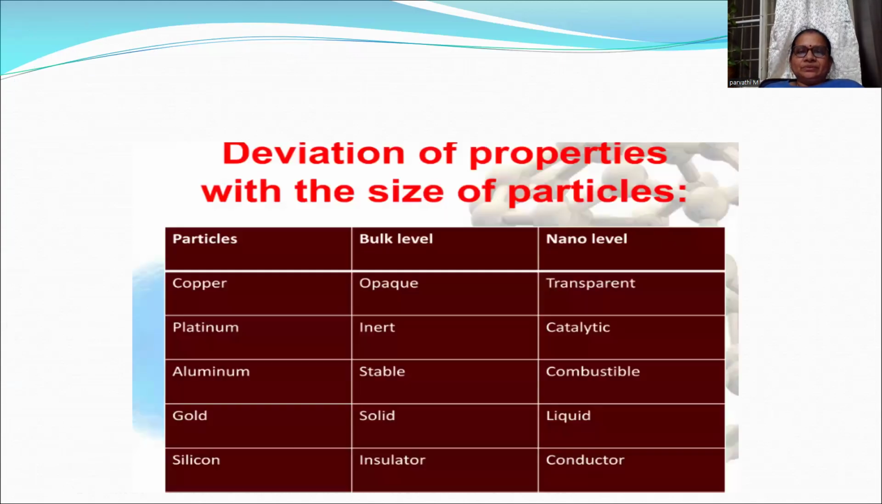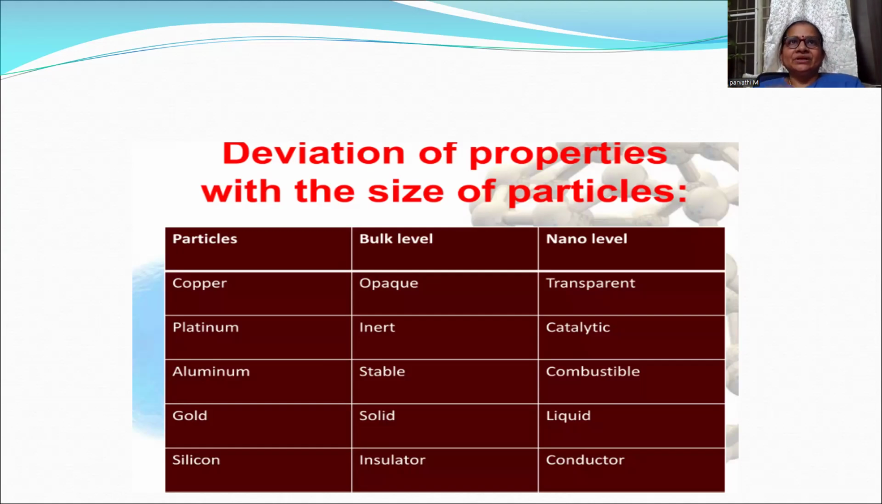Then when it comes to properties, once again, there is deviation of properties with the size of the particles. So, particle at bulk level and at nano level. If you see, copper at bulk level behaves like an opaque material, whereas copper at nano level behaves like a transparent one. If you make a completely thin sheet, we can observe from one side of the sheet to the other side; it becomes transparent.